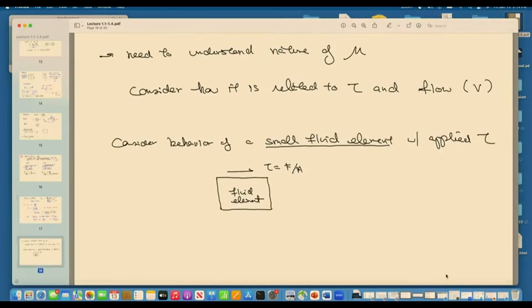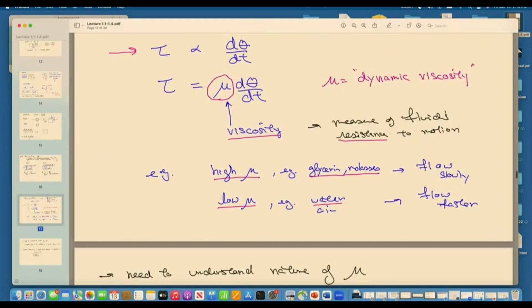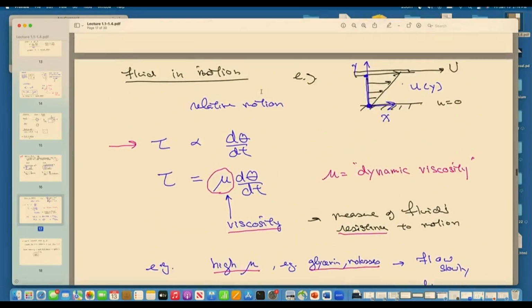So we need to understand the nature of viscosity. Viscosity is a very important, significant fluid property because, of course, the resistance to motion is really going to affect the behavior of a flow. So let's consider more specifically how it is related to the shear stress and the flow. And the flow we usually describe by the velocity. This expression here is correct for this simple, essentially one-dimensional flow where the velocity is only a function of one coordinate. In this simple flow situation, we have this very simple expression.